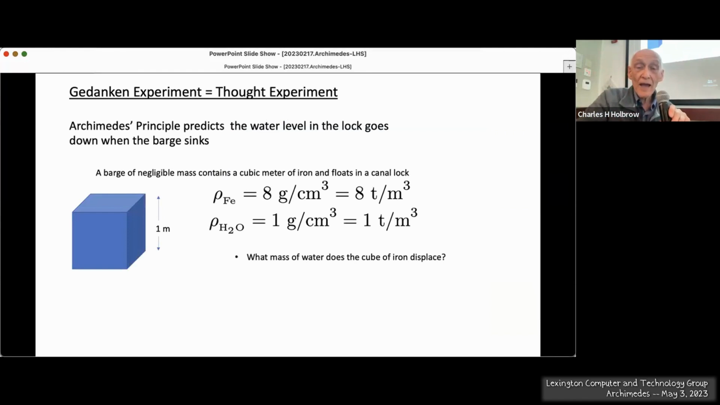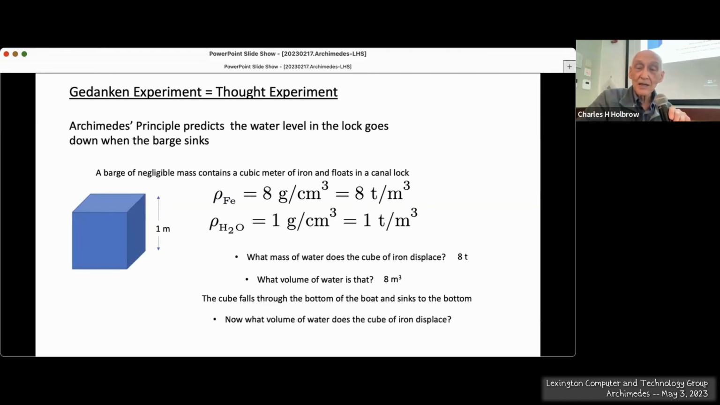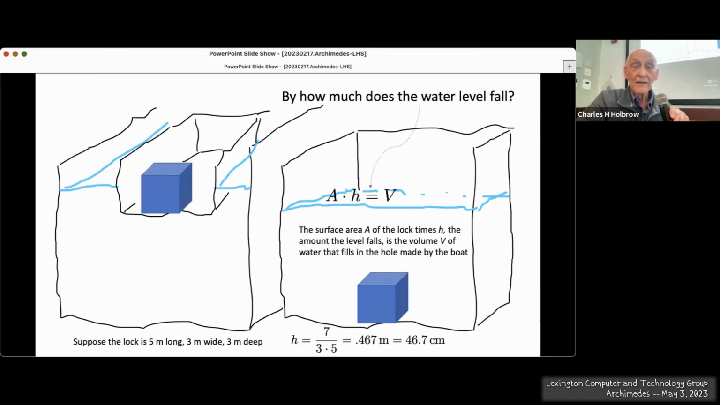When I say here, what mass of water does the iron displace? The answer turns out to be it must displace 8 tons. What volume of water is that? That's the 8 cubic meters that Peter so accurately called. And then I give you the case of a cube falling through the bottom of the boat and thinking, now what volume does it displace? And it's a cubic meter. So we did all that.